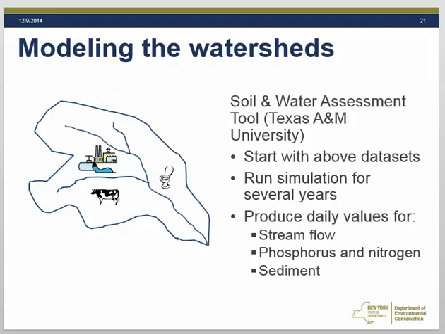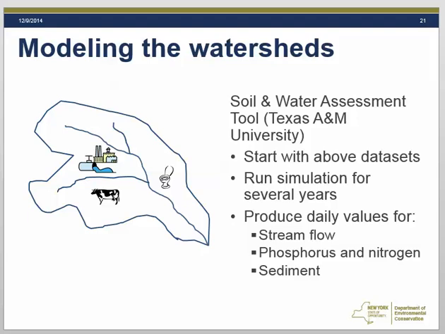In order to understand the problem and to develop a restoration strategy, we use both a land surface model and a lake model. For the watershed models, for these TMDLs, we're using the Soil and Water Assessment Tool, which was developed by Texas A&M University. So we'll start with all of the above data sets and run a simulation for several years. This will give us a good idea of how the watershed responds under a range of conditions.